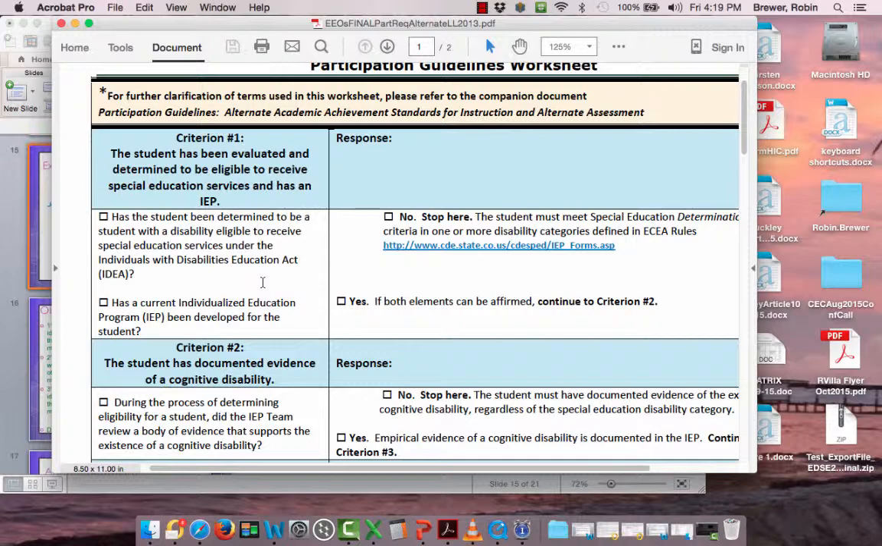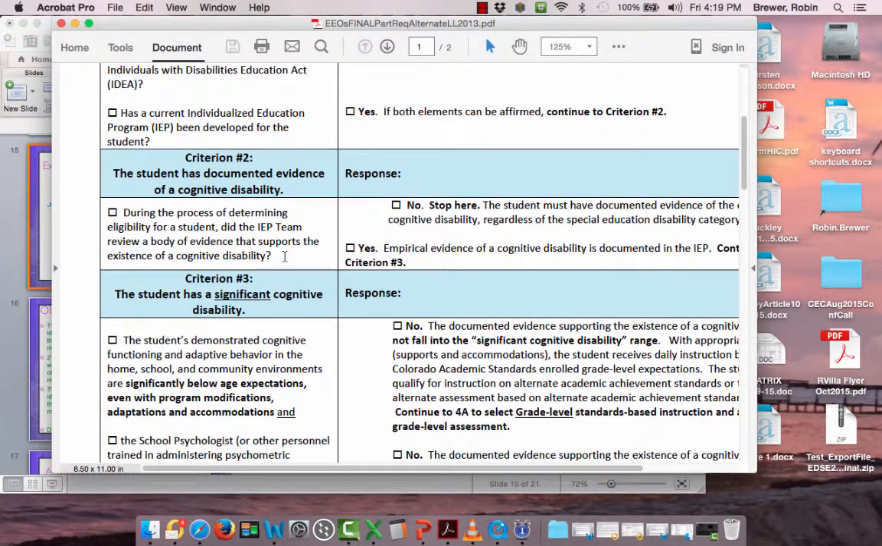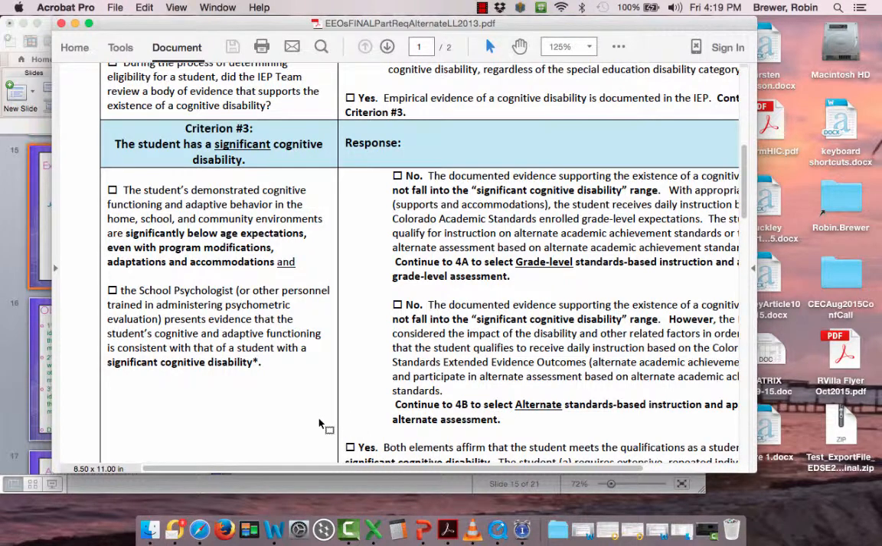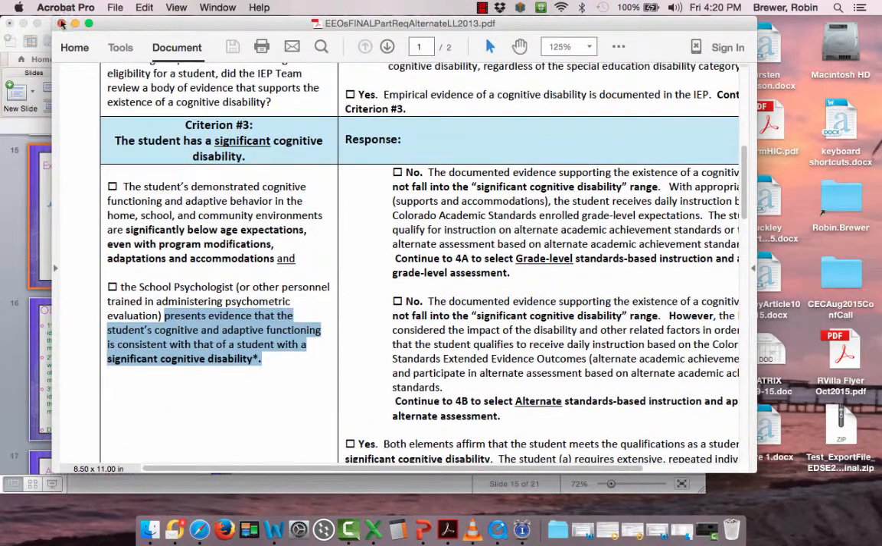So we have to determine that the student does have an IEP for criterion 1. For 2, the student has a cognitive disability. So how did you determine that? If they have an ID label, as long as they have that, you can move on. And then criterion 3 is they have a significant cognitive disability. So they have to be significantly below age expectations, even with program modifications, adaptations. So we have that. And the school psychologist presents evidence that the student's cognitive and adaptive functioning is consistent with that of a student with a significant cognitive disability. So if we have all those, then the student can take the alternate assessment.